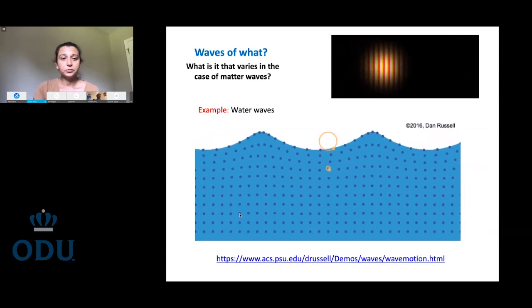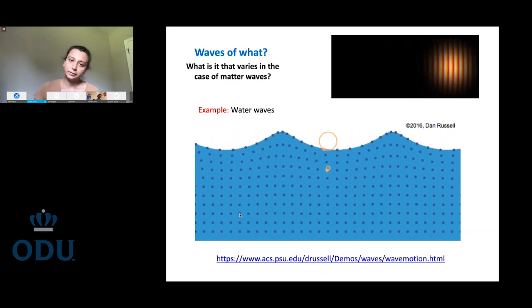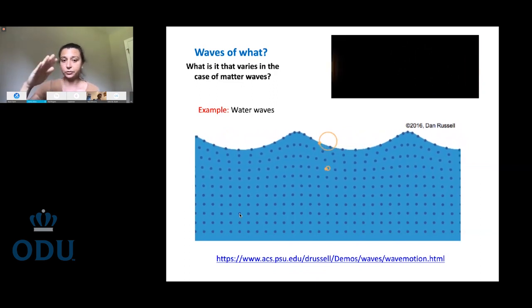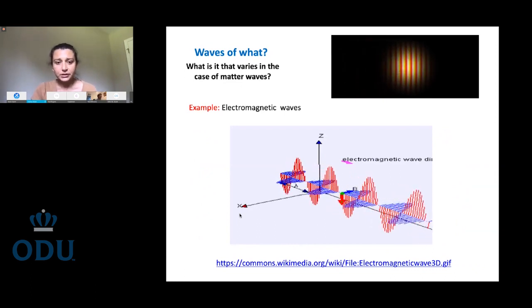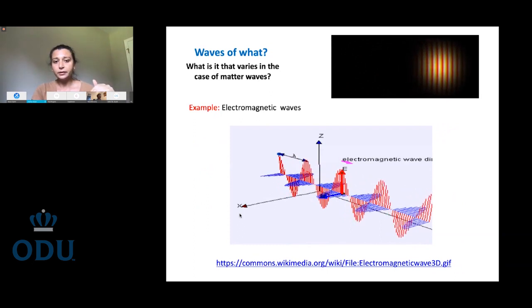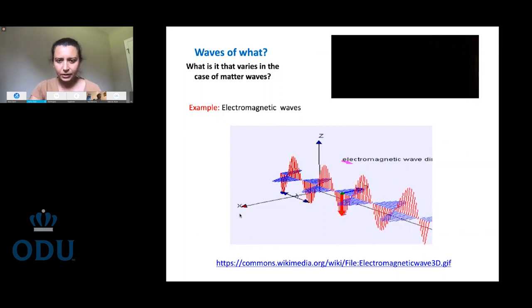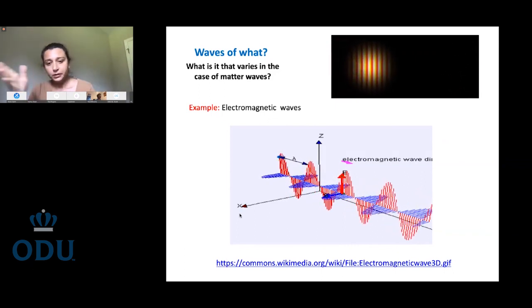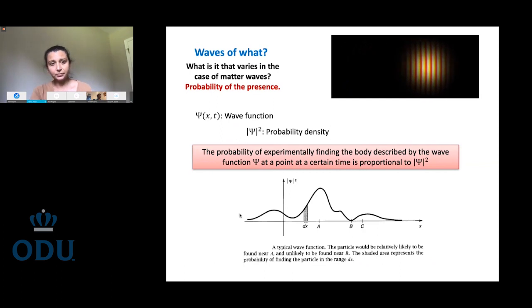Another example is water waves. As the wave goes through the water, the particles make circular motion, and what changes is the surface height of the water. Or there are electromagnetic waves, where what changes is the amplitude of the electric and magnetic fields. Red is the electric field and blue shows the magnetic field, and they oscillate perpendicular to the propagation of the light.